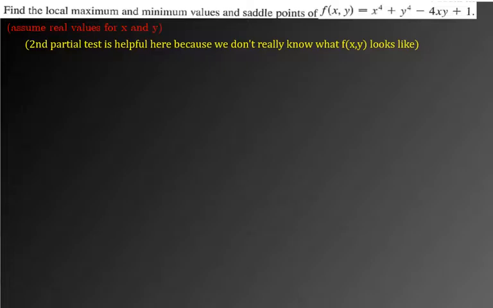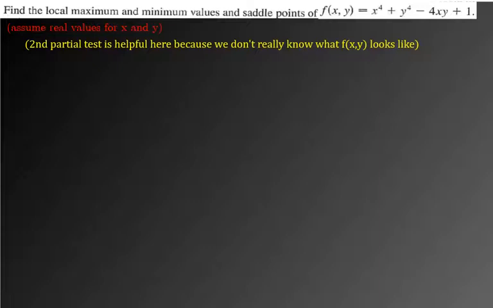All right. So we're going to find all local max and min values and saddle points of this weird function of two inputs. And the fact that we don't know what this thing looks like is why it will be nice to know how to do that second derivative test.